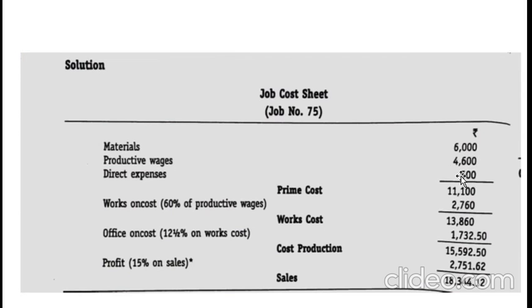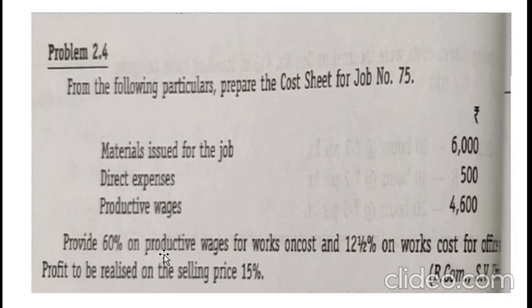When you add up your direct expenses as per your cost sheet, you will be getting your prime cost. So your total prime cost, when you add up 6,000 plus 4,600 plus 500, you will be getting 11,100. What your adjustment states is: provide 60% on productive wages for works on cost. So to find out works on cost, you need to charge 60% on productive wages. That is your works on cost. How much is your productive wages here? 4,600. So 4,600 into 60% will give you works on cost.